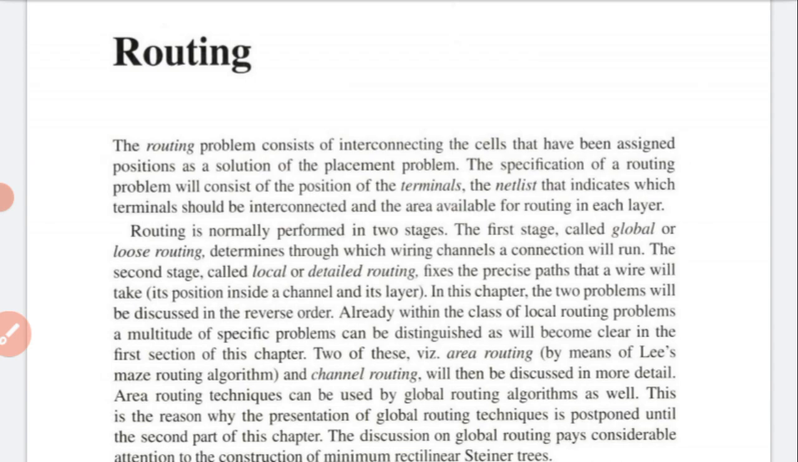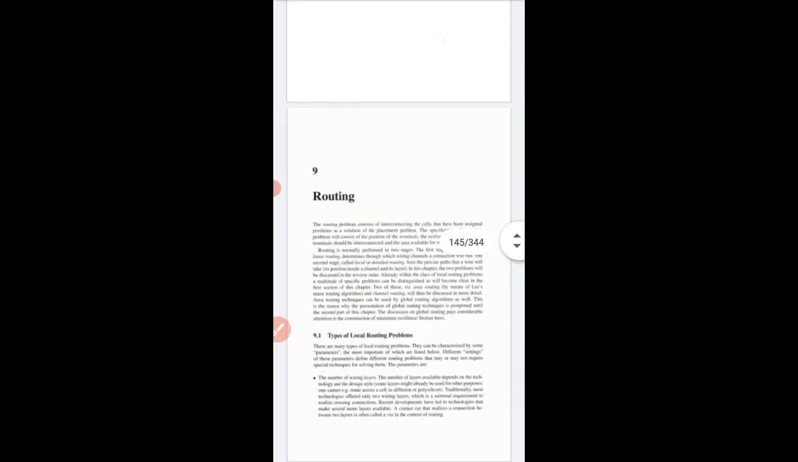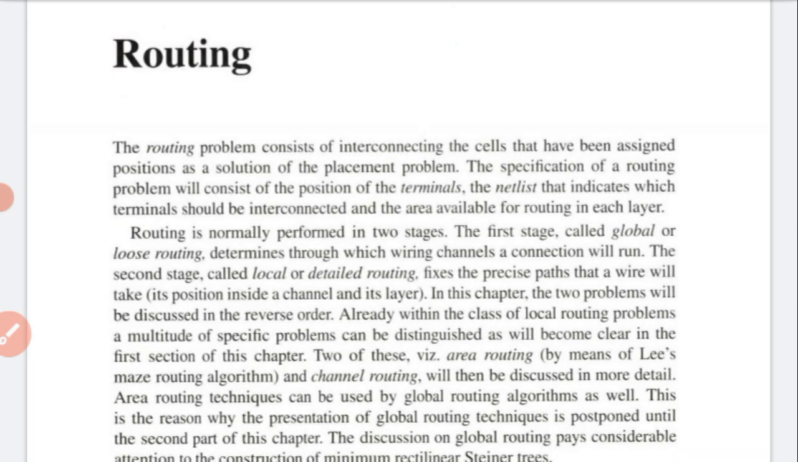Mainly this routing problem will consist of terminals and the net list. The position of the terminals we have to consider. We know if we consider a block, there will be some terminals. So the terminals and the net list, which indicates which terminals should be interconnected, that is the net list.